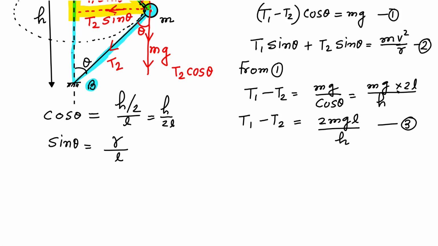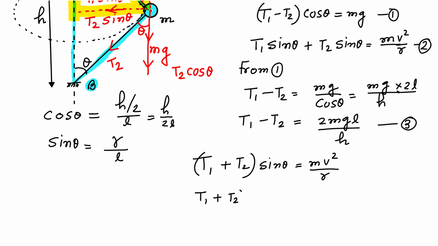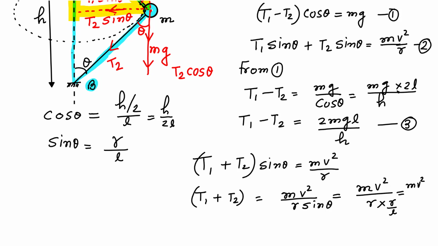Similarly, I can simplify this equation, that is (T1 plus T2) sin theta is equal to mv square by r. What is the value of sin theta? So I can write T1 plus T2 is equal to mv square by r sin theta. But what is sin theta? Sin theta is r by l. So this is mv square by r times r by l. So this will become mv square l divided by r square.